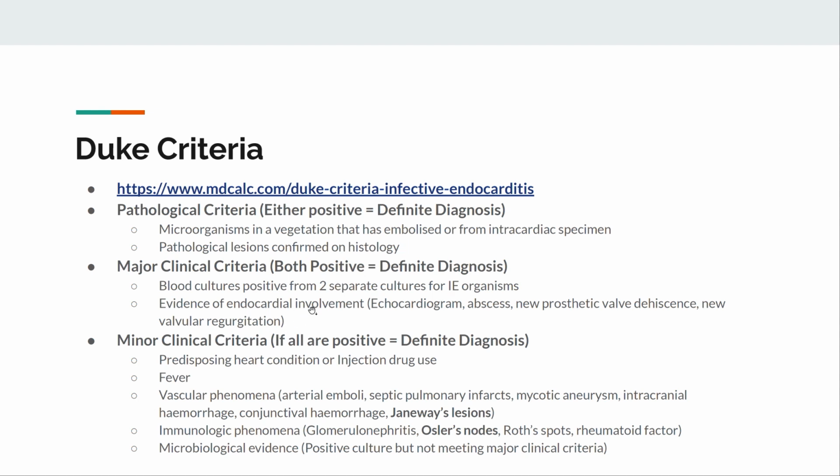You need both of those to be positive, whereas you only need one of the pathological criteria. Minor clinical features, you need all of these things: a predisposing heart condition, fever, vascular, immunological, and microbiological evidence. So if none of the pathological or major criteria are present, but all of these minor criteria are present, then you can say that it's a definite diagnosis.